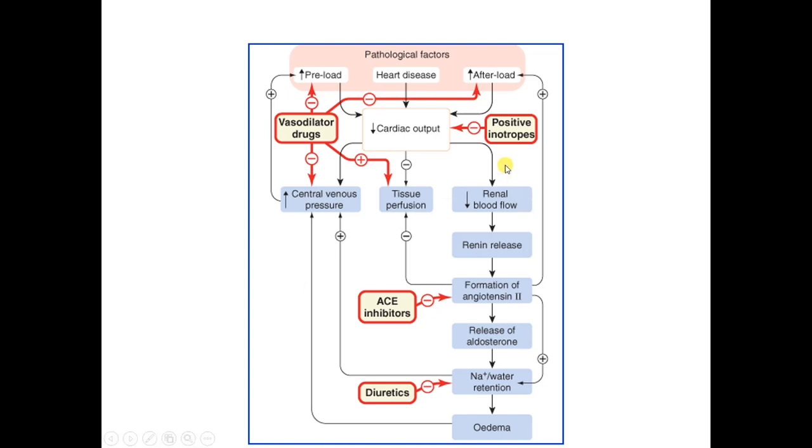So look at this chart. The renal blood flow increases, there will be the release of renin and the formation of angiotensin 2, and ultimately there will be release of aldosterone. So definitely the sodium and water are retained inside the body and as a result edema occurs. This is actually the mechanism. When more and more fluid is accumulated inside your body, definitely edema will occur.